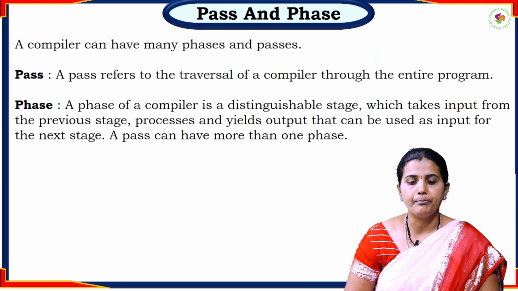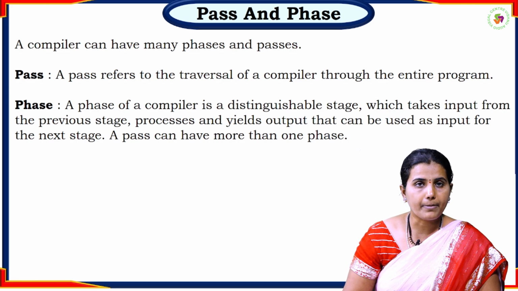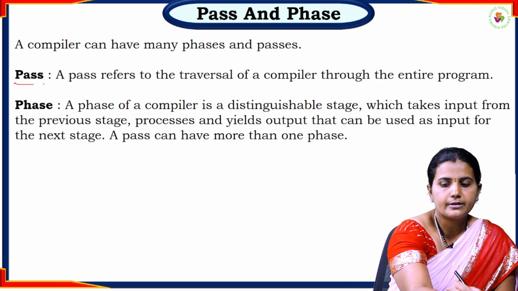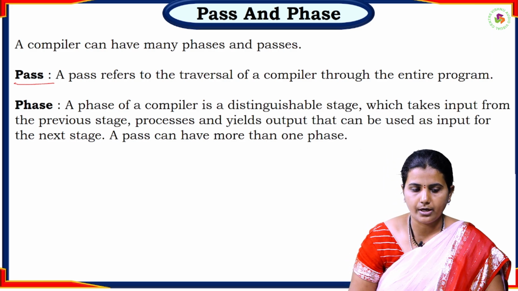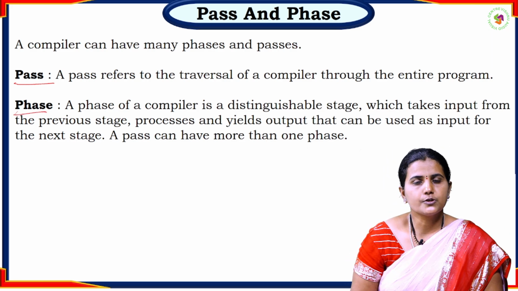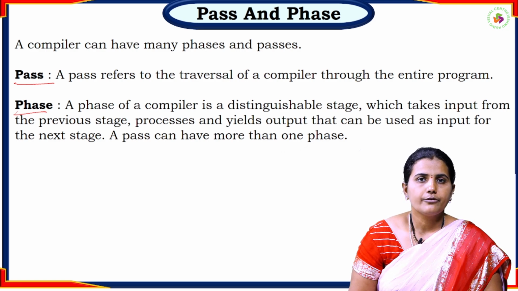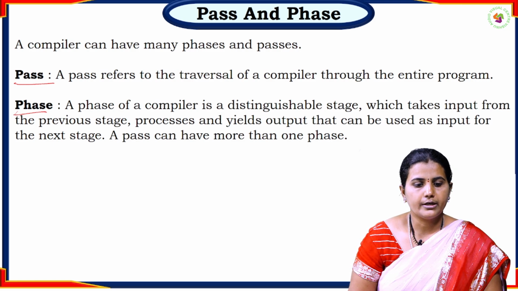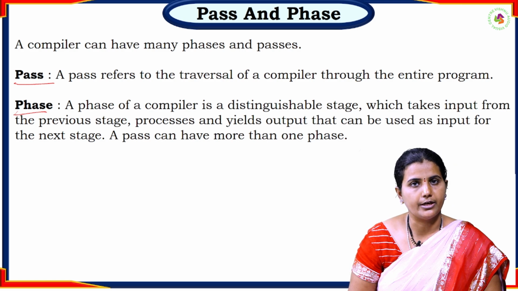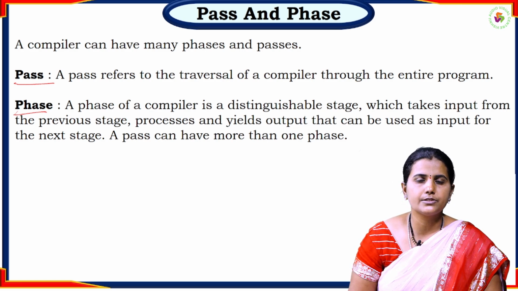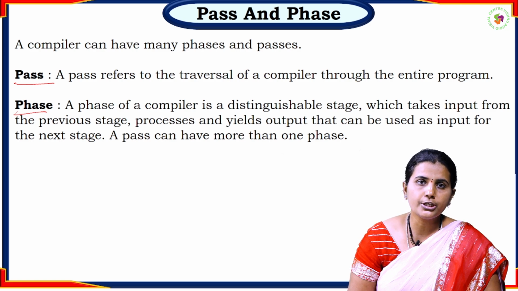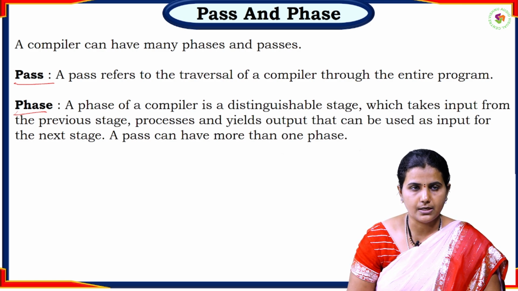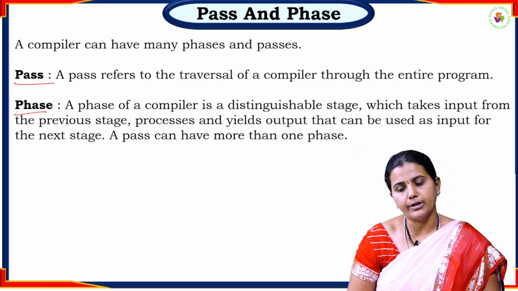A compiler can have many phases as well as passes. A pass refers to the traversal of a compiler through the entire program. During the compilation process, many phases are interlinked, starting from lexical analysis and ending with the code generator phase. Each phase is connected with every other. The first phase, lexical analysis, generates output, and that output goes to the input of the next phase. Like that, every phase is interlinked. A pass can have more than one phase.